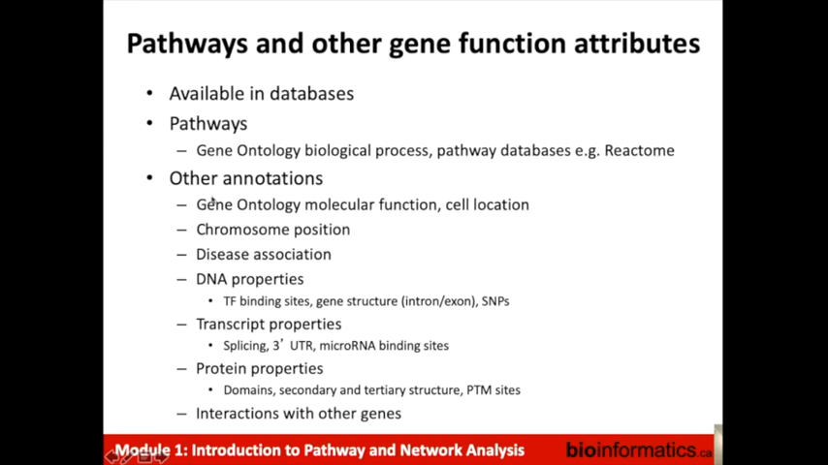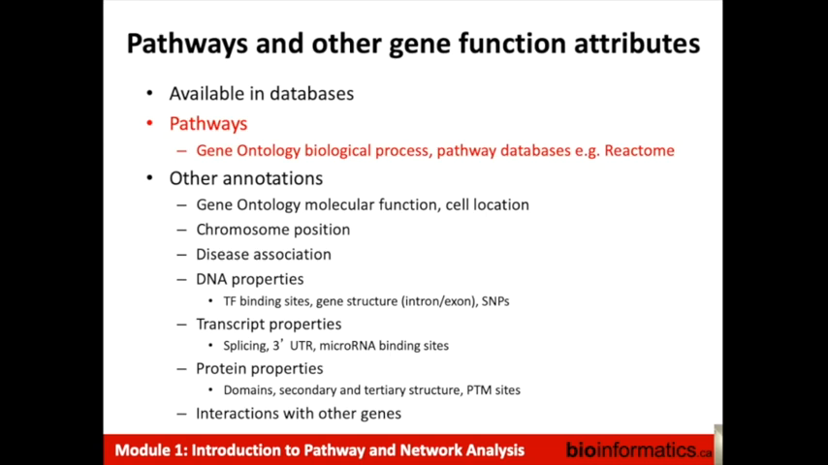But there are many other types of annotations associated with genes. For instance, molecular function and cellular location, chromosome position, disease association, transcription factors that bind a set of genes, and many others. So these all represent ways of annotating genes, and you can represent many of these as sets of genes, like a set of genes with a given molecular function, like a protein kinase. In this workshop, we're going to be mostly focused on pathways, but there is a lot of additional information about genes that we can use similarly to pathways in pathway enrichment analysis methods.